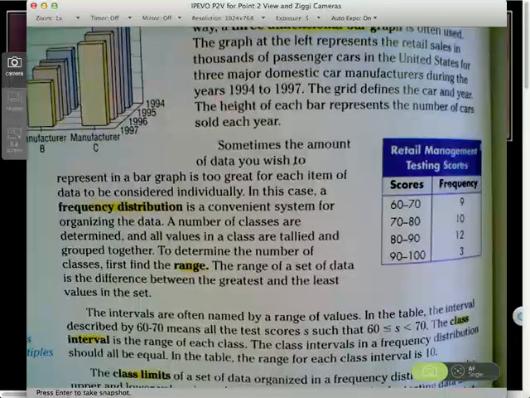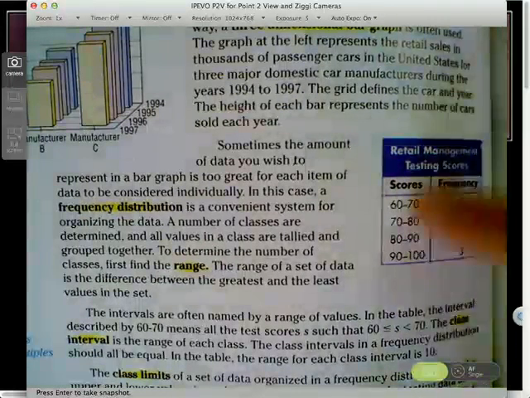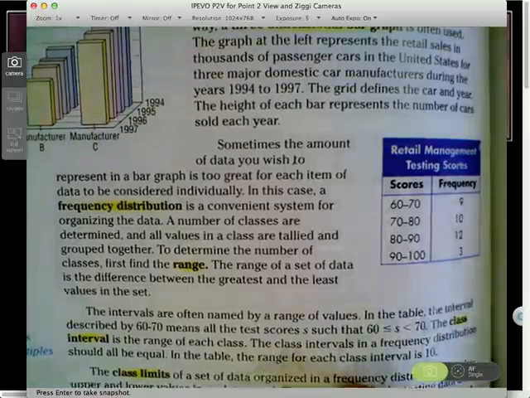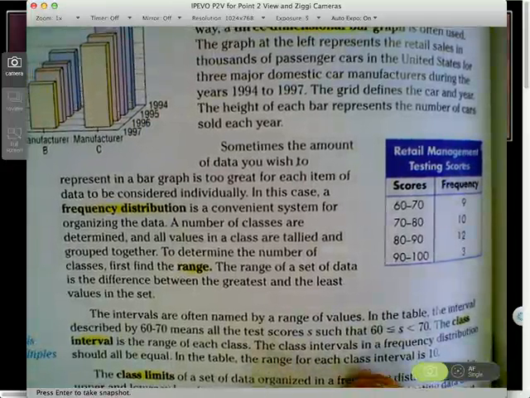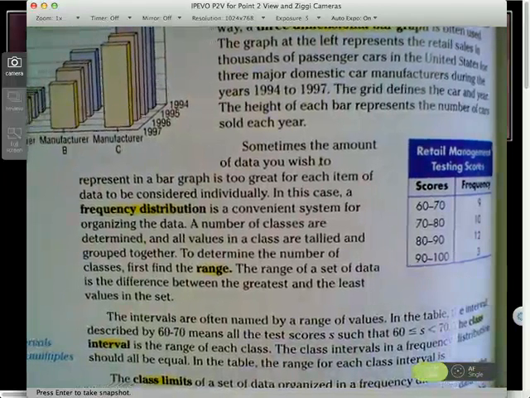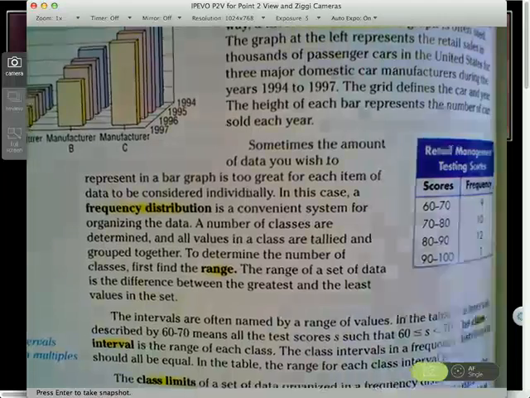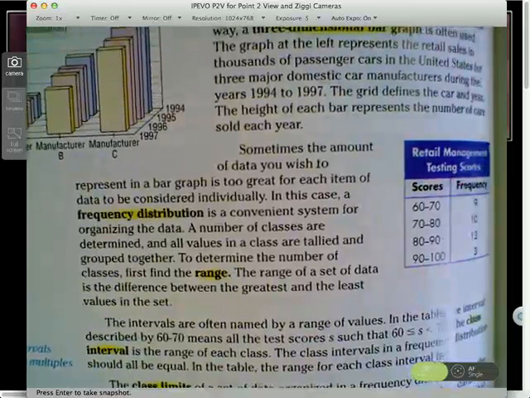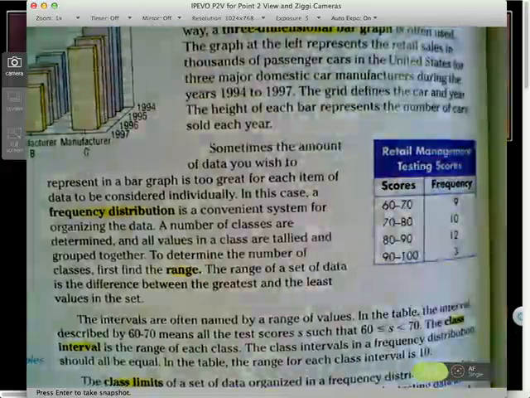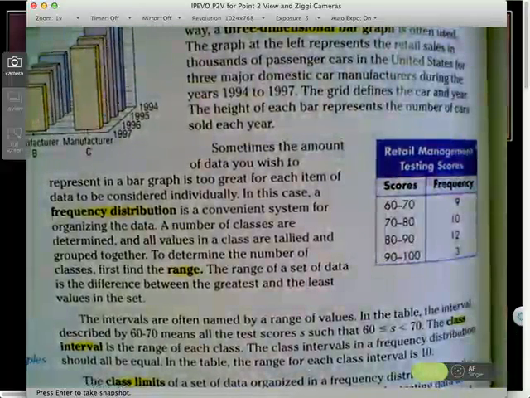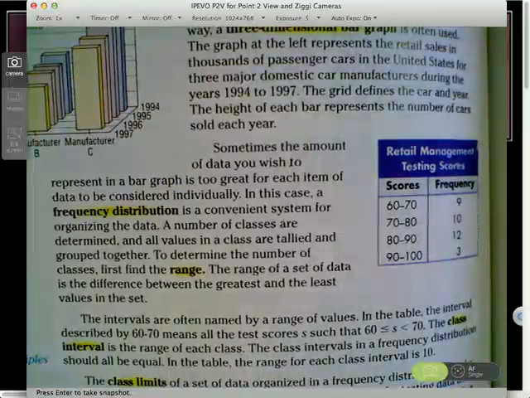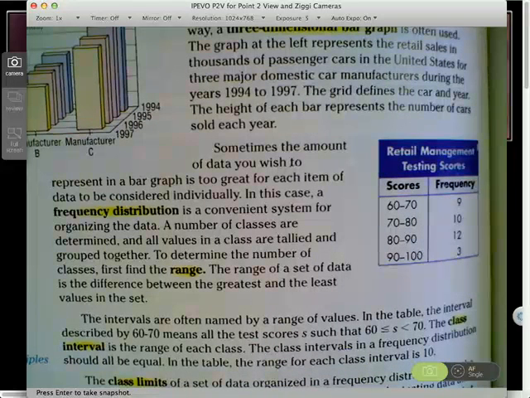So to determine the number of classes, that's what these separate buckets or groups are. Those are called classes. What we can do is find the range. What is the range of a set of data? Does anyone know? It's right up there. Right, the difference between the highest and the lowest. So the range here is probably about 40, 100 minus 60. I don't know if that's actually the range or not. But once I find the range, I'll then want to break it up into intervals that are somewhat meaningful to that range.